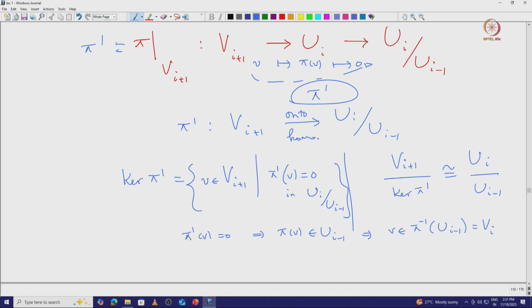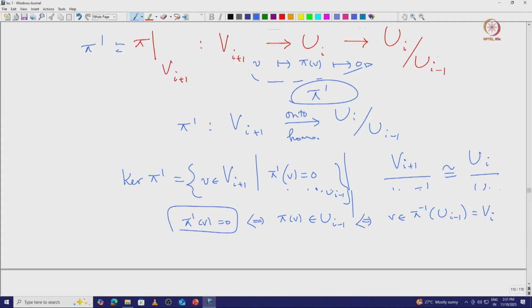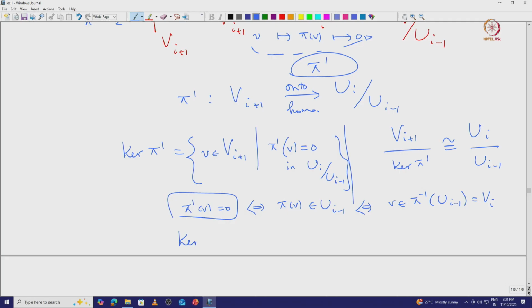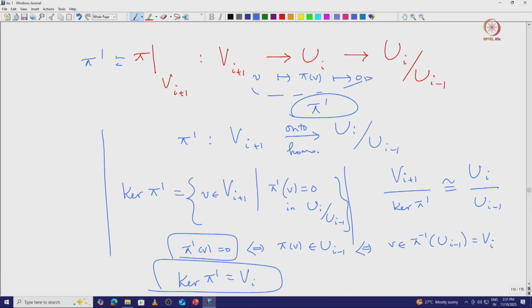For the converse, if we take v from V_i, then that immediately implies that pi of v is in the image, which is U_{i-1}, and that implies immediately that pi dash of v must be 0. So, by just tracing the maps, you can easily see that the kernel of pi dash is nothing but V_i. That proves the claim we were interested in: V_{i+1} modulo V_i is indeed isomorphic to U_i modulo U_{i-1}.